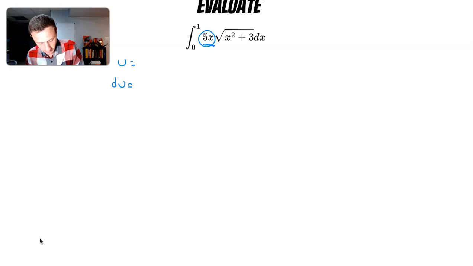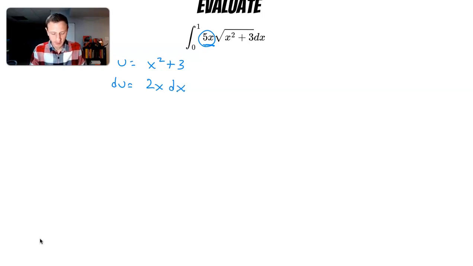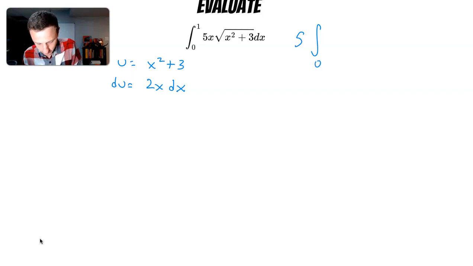So let's just try this out. Let's set u equal to x squared plus 3, so that term on the inside. Take the derivative. The derivative of x squared plus 3 is 2x dx. Now notice, we have 5x and we get 2x. That's okay. 5 is just a constant. So if it helps you out, take out that 5. Here we could show you: from 0 to 1, that's 5 times the integral of x times the square root of x squared plus 3 dx.